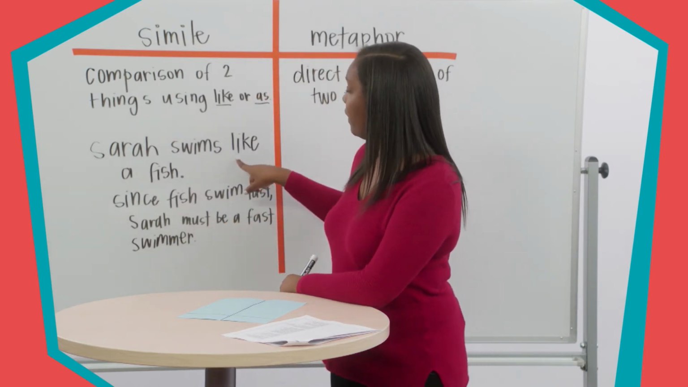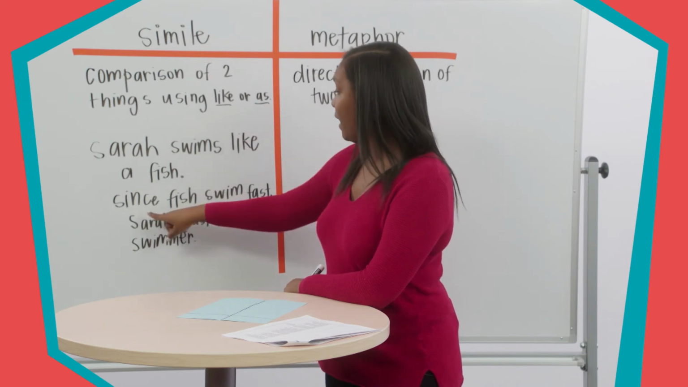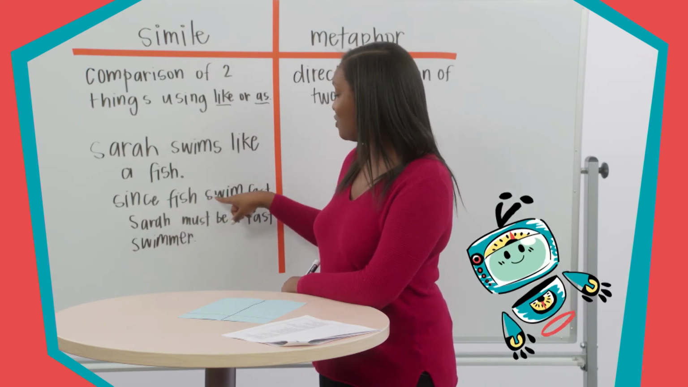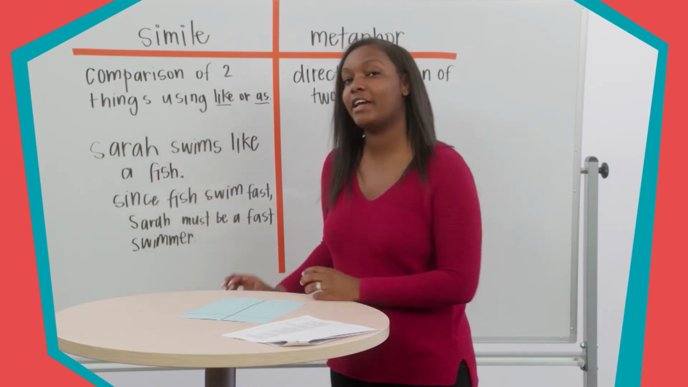So here's my figurative language. Sarah swims like a fish. I know that's a simile. And since fish swim fast, Sarah must be a fast swimmer. Let's take a look at our next short text.